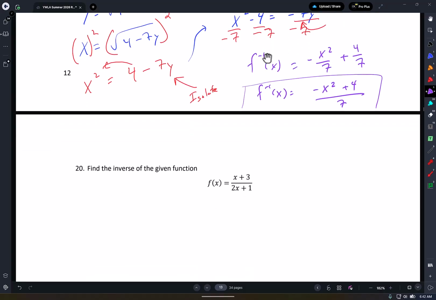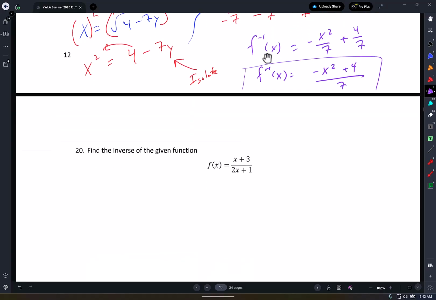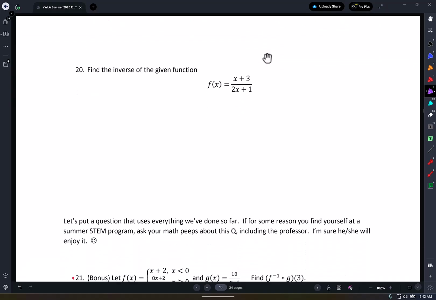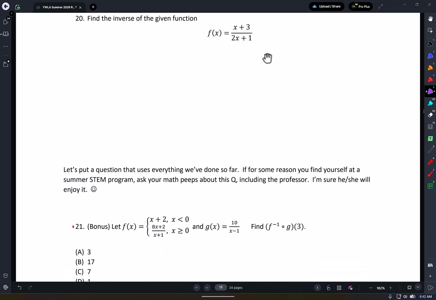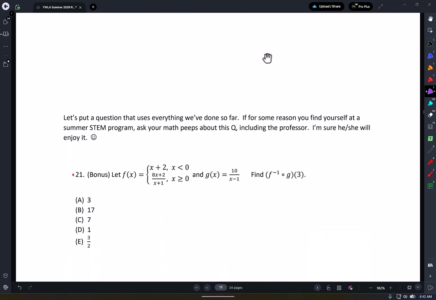Let's see if you can tackle this one. It's the same idea. You're just going to have to do some factoring. So move the x and the y, and if you get stuck with question 20, let me know. Just shoot me a quick email. And then see if you guys can do this one.